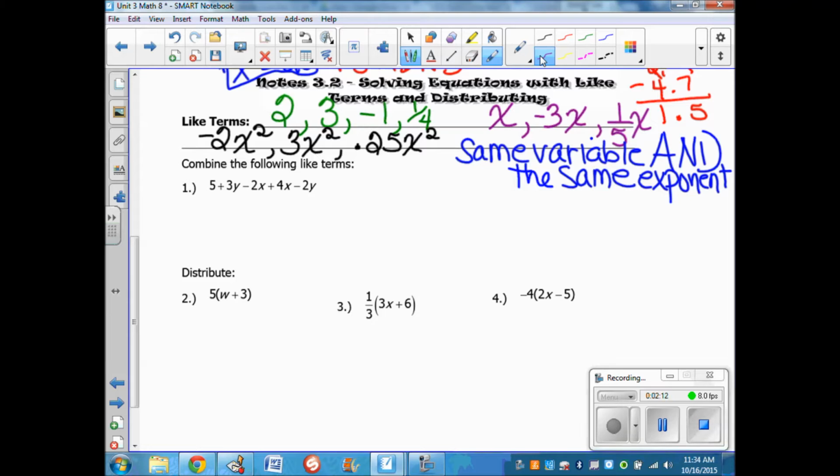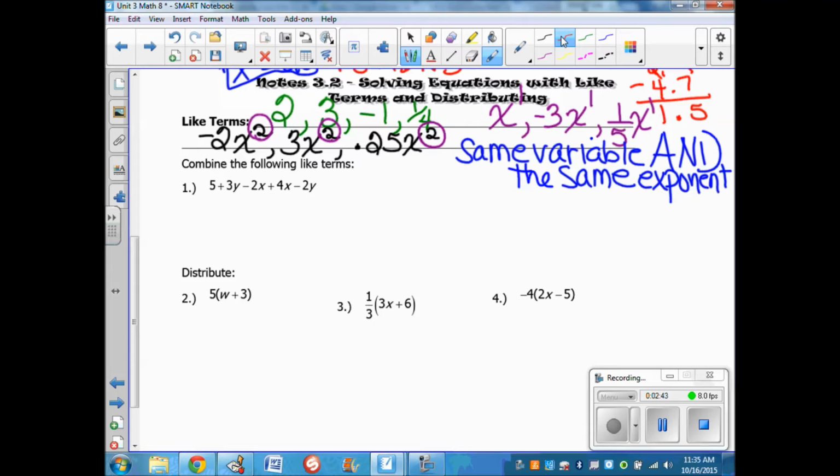In the purple, I have all x's, and their exponents are all ones. So those would be like terms. Then in the black, I have x squared. I have all x's, so those are my like variable, and they all have a 2 as their exponent. Same variable and same exponent. So let's combine the following like terms.